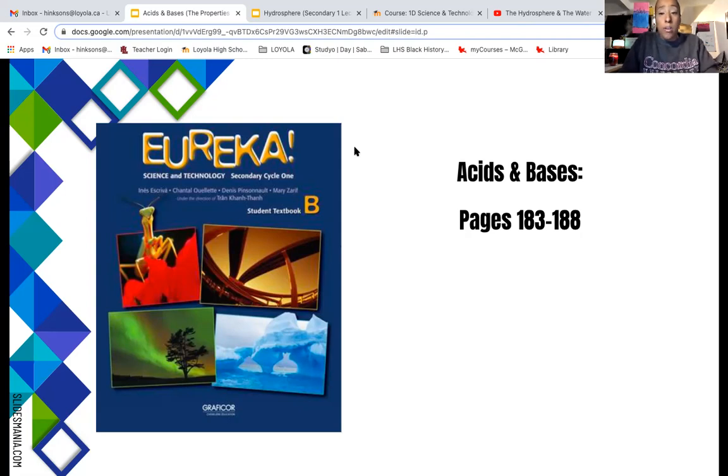So if you look here, I've got reading for you, of course. If you turn to pages 183 to 188, you will read about acids and bases.